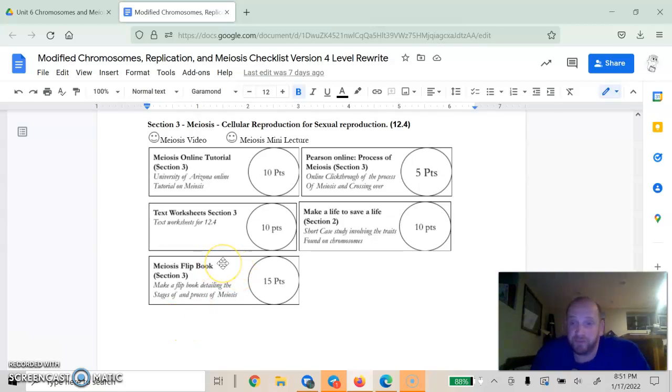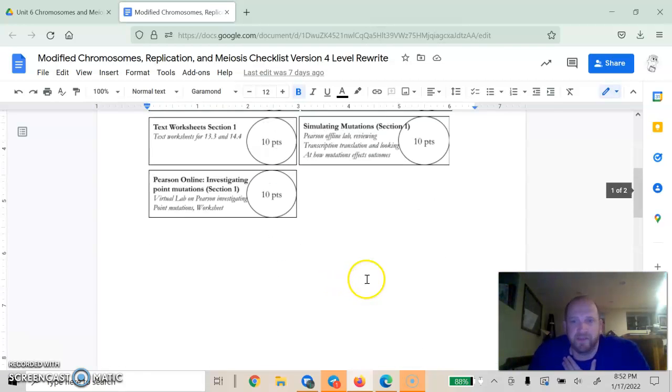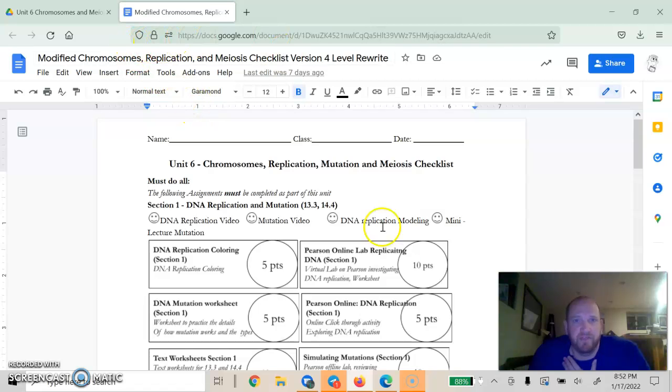Then you also can make a flip book for meiosis, which is super interesting. I have templates and stuff I can give you. It's 15 points because it's a lot of drawing of chromosomes, but it's not bad. It's interesting if you're into that, and it really helps you see all the steps. Okay, so those are the options for that.